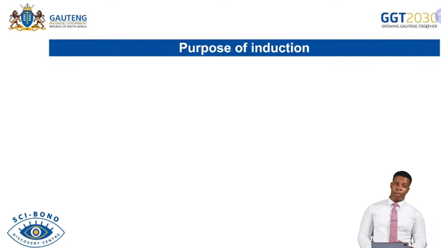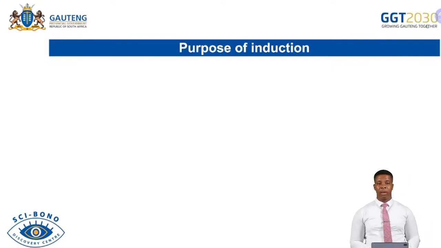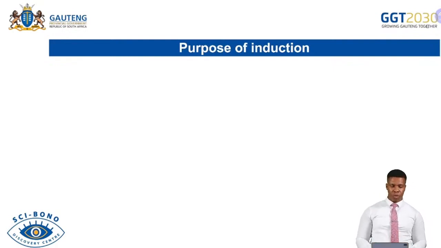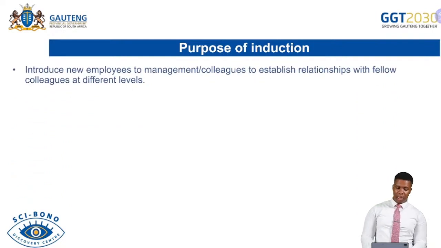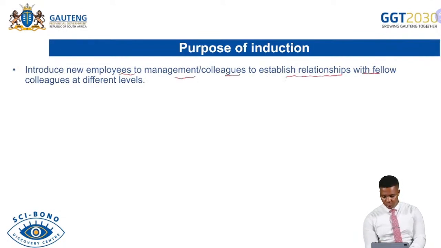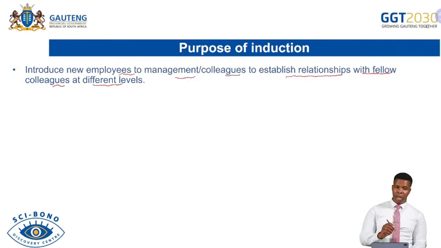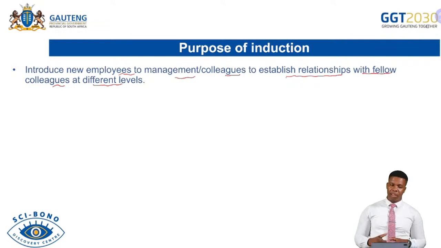Let us look into the purpose. What is the aim? What is the business aiming to achieve when they do induction? One, the purpose of induction is to introduce employees to management or colleagues, to establish relationships with fellow colleagues at different levels. That's one purpose, to make sure that the new employee will know who's management and who their close colleagues are, so that they are able to establish what? A relationship before they can start working.